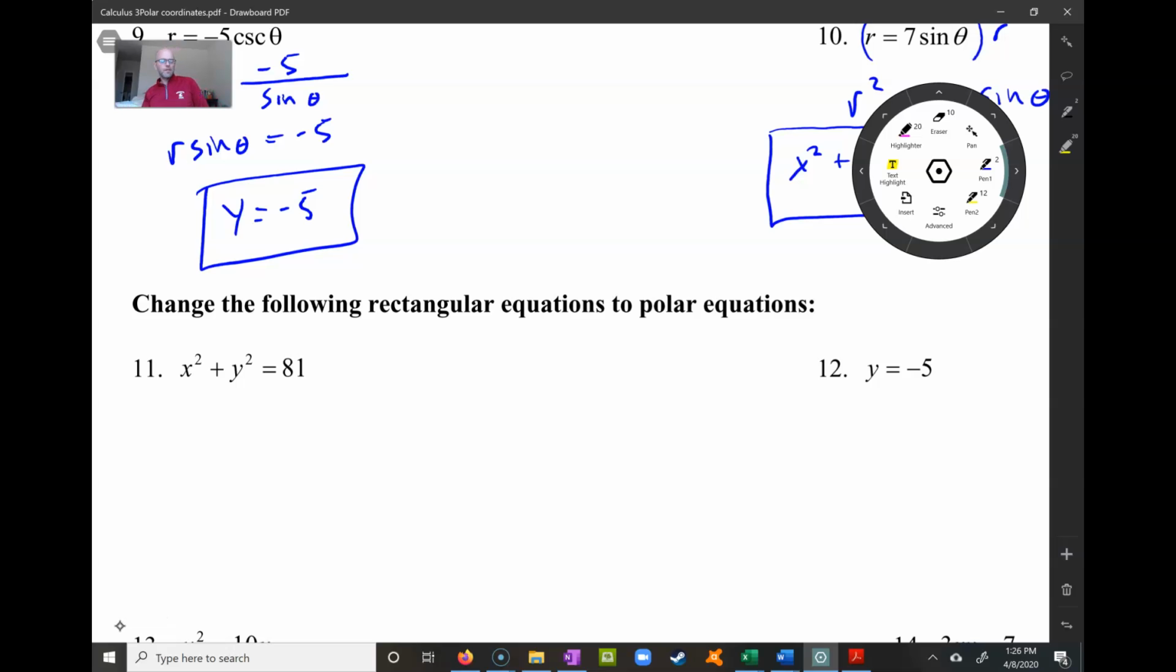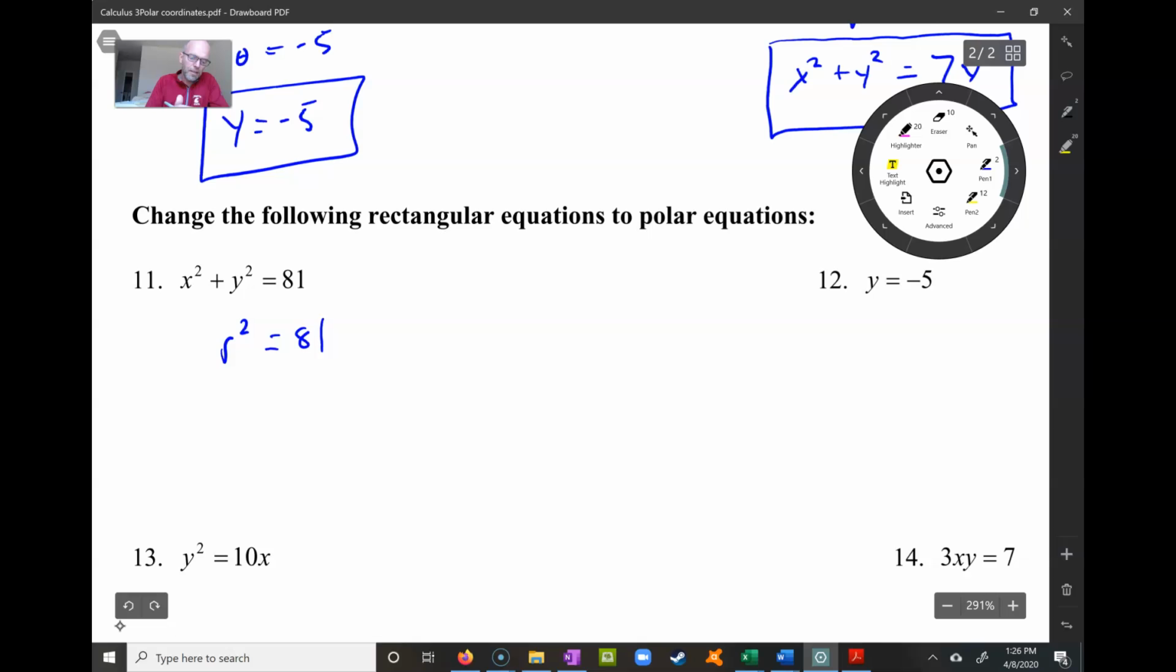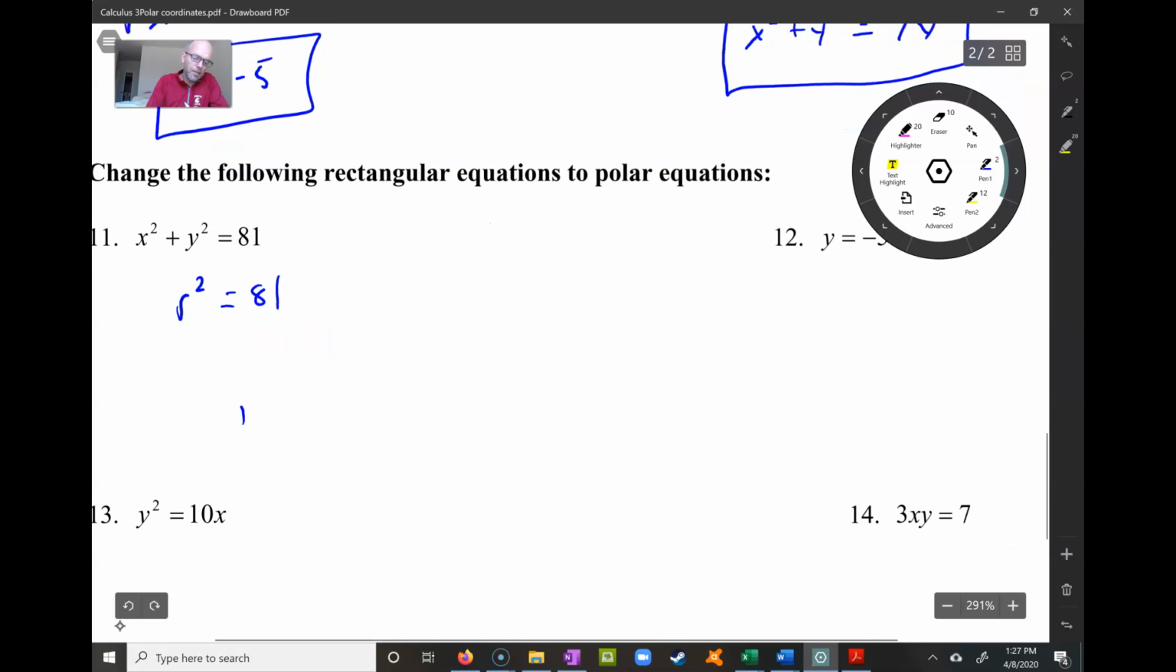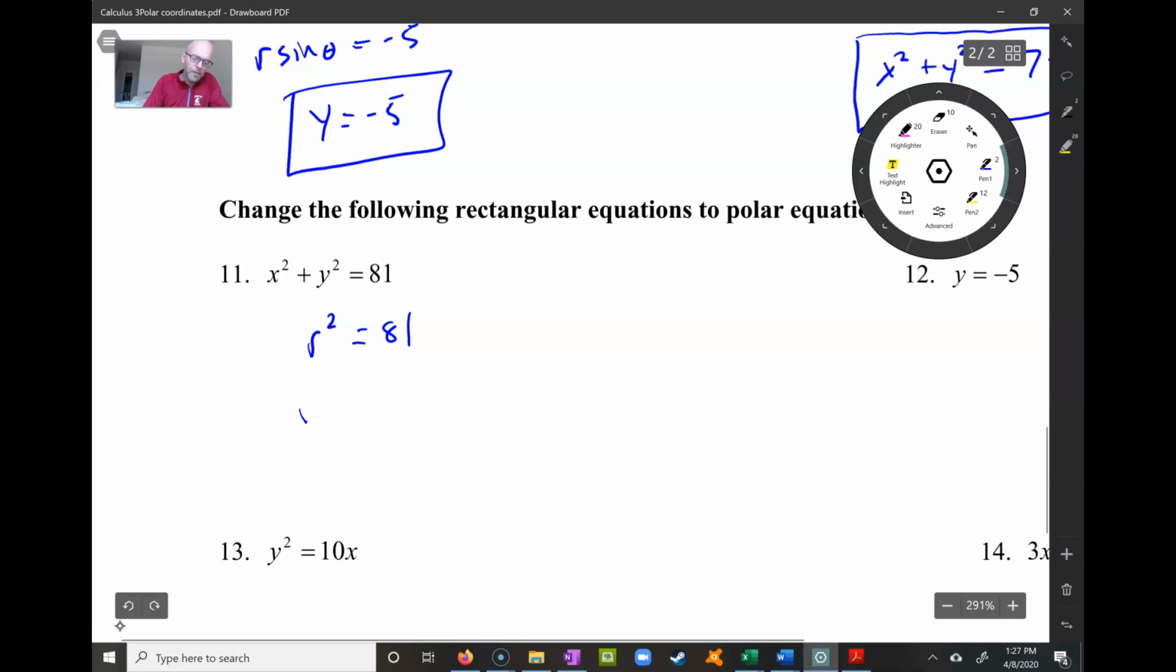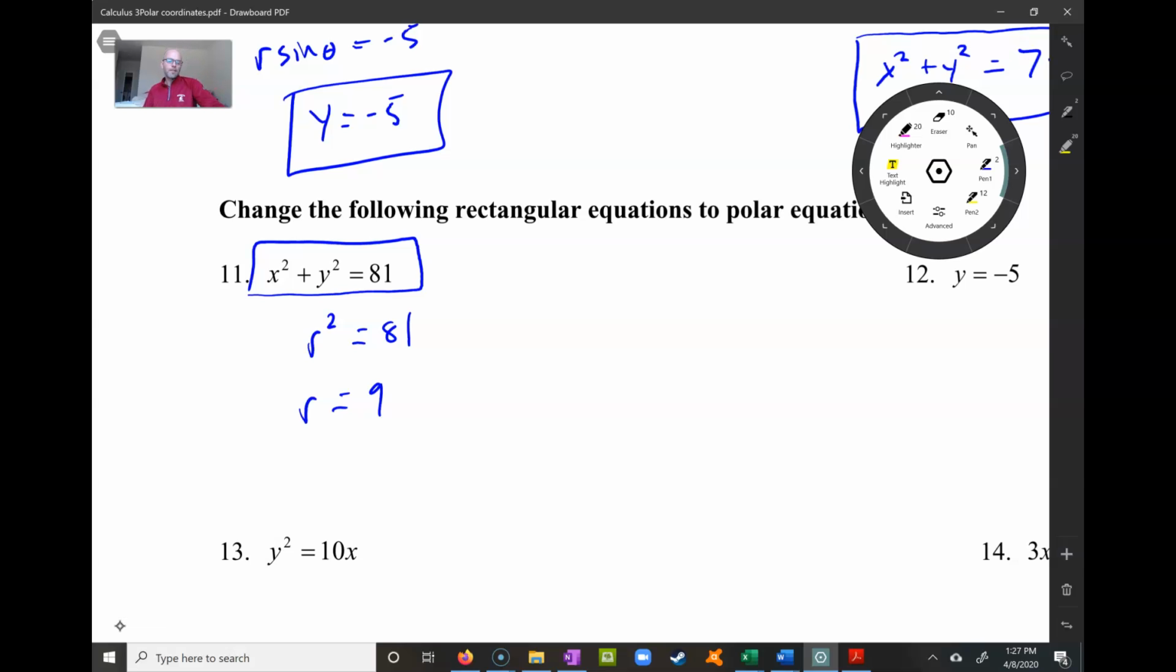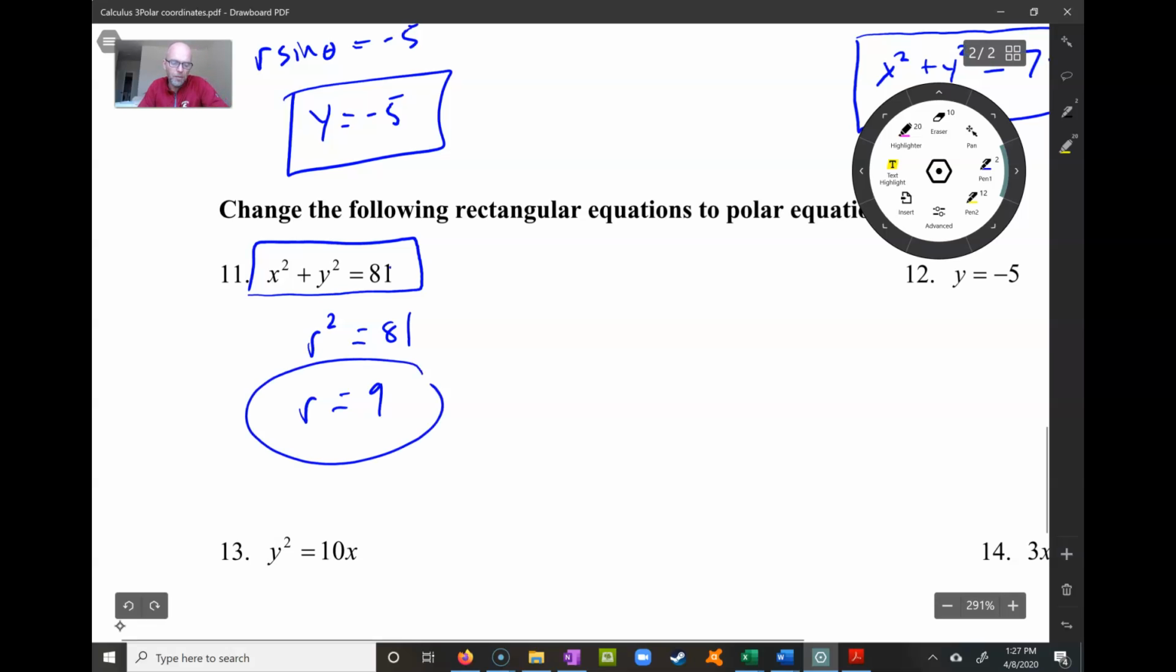Okay, so here's another section. Now we have rectangular coordinates, and we want to change those to polar. So again, we're using those same relationships. I see x squared plus y squared, and I immediately think r squared is equal to 81. And of course, we could write this even simpler by saying that r is equal to 9. So again, that's not surprising. You know that's a circle because you can recognize that as the equation of a circle with center at 0, 0, and it has a radius of 9, and that's exactly what this says. r is 9 no matter what theta is.